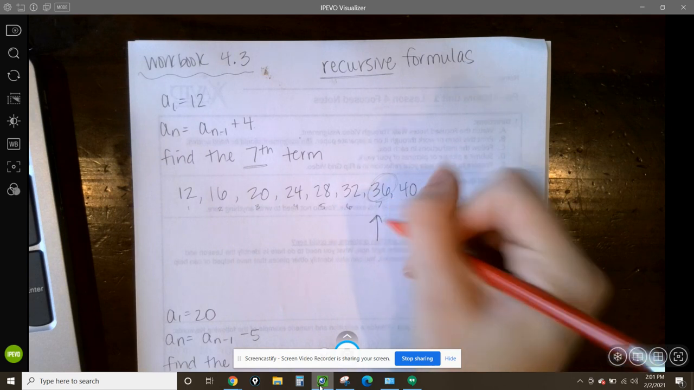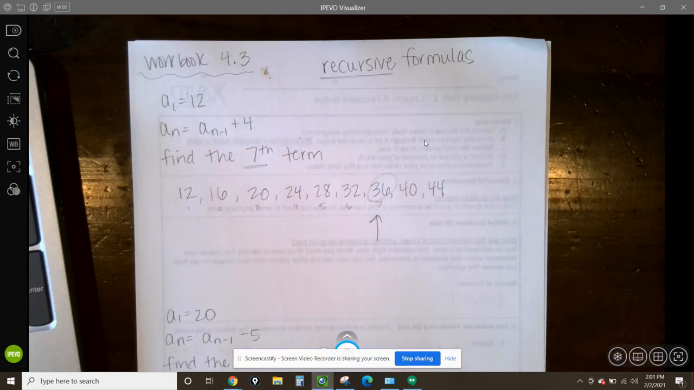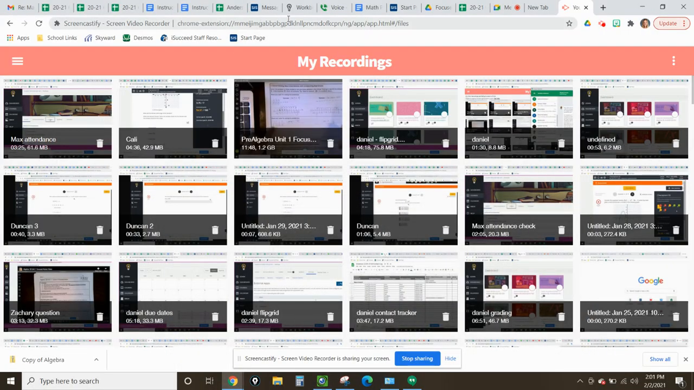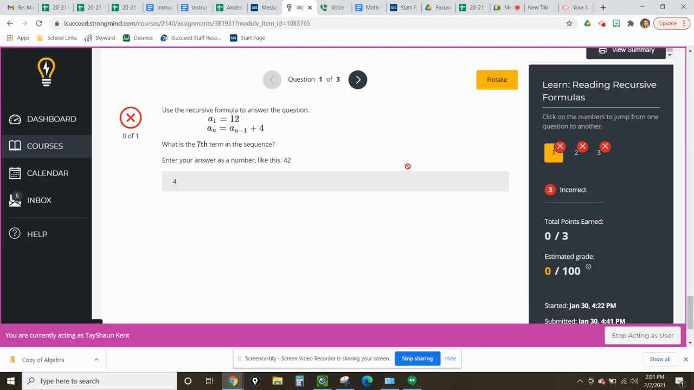So you can go back to your workbook and plug in 36. I had this pulled up for you. Here's your workbook. When you're ready, you're going to push retake, and for this question, you're going to enter the answer of 36. Okay, let's look at the next question.